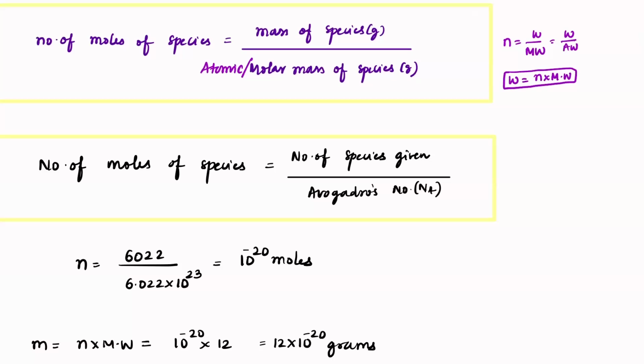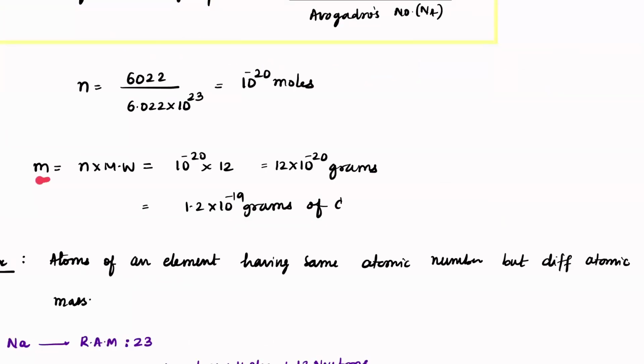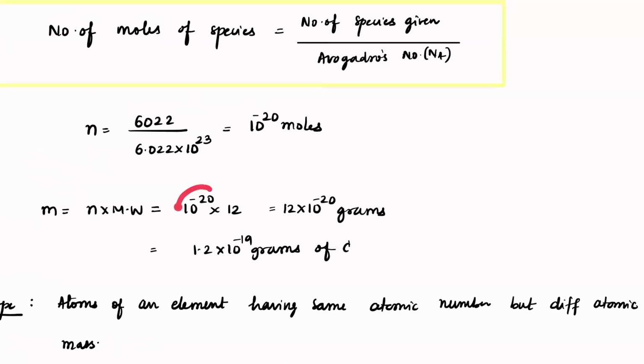Check out. If I have to calculate the mass or weight of a substance, it is number of moles into molecular weight. So number of moles, we just got it as 10 raised to power of minus 20, into molecular weight, which is 12. So that turns out into mass. So 12 into 10 raised to power of minus 20.